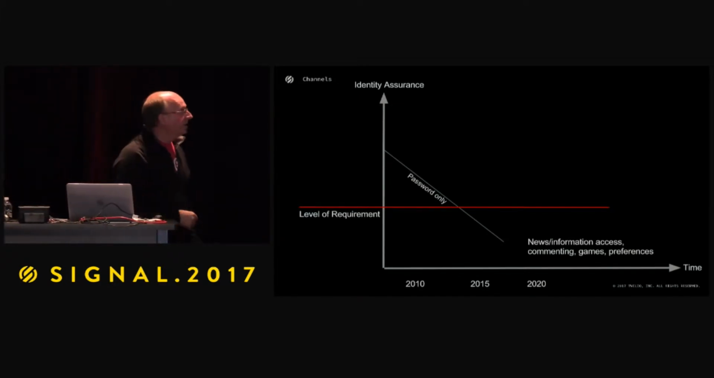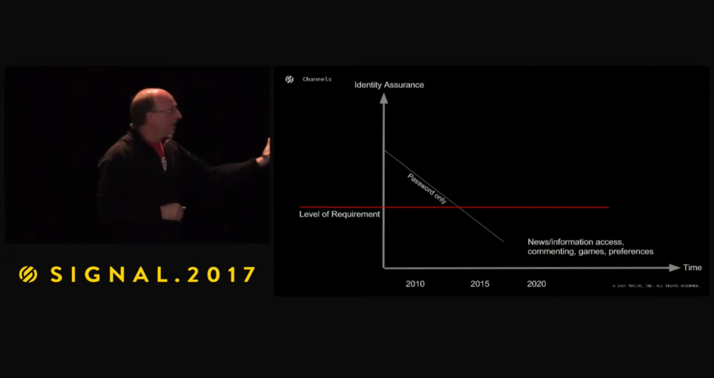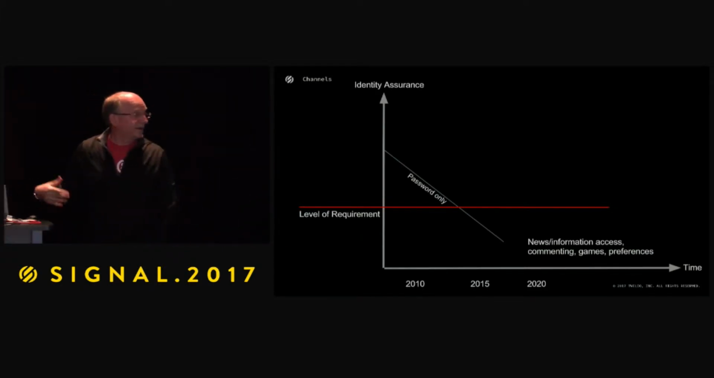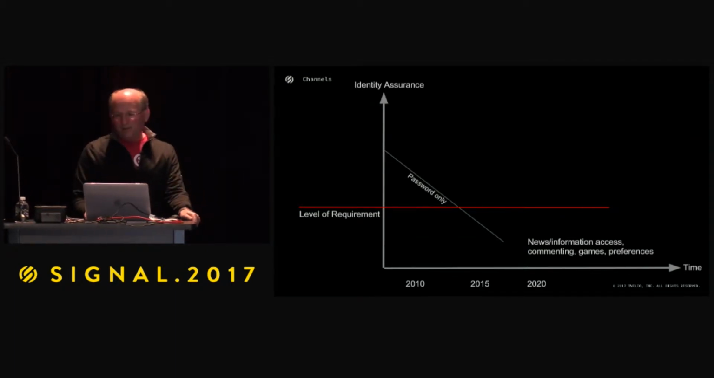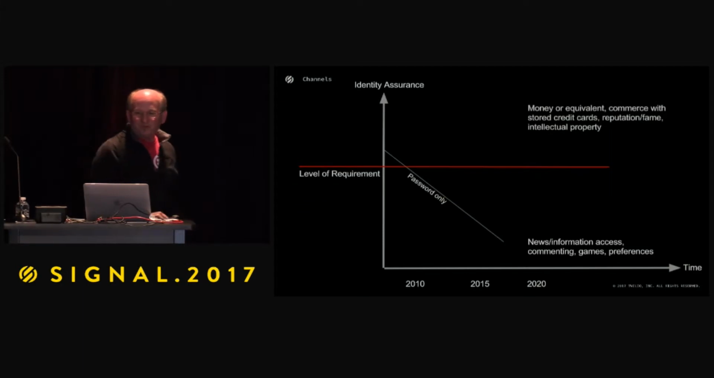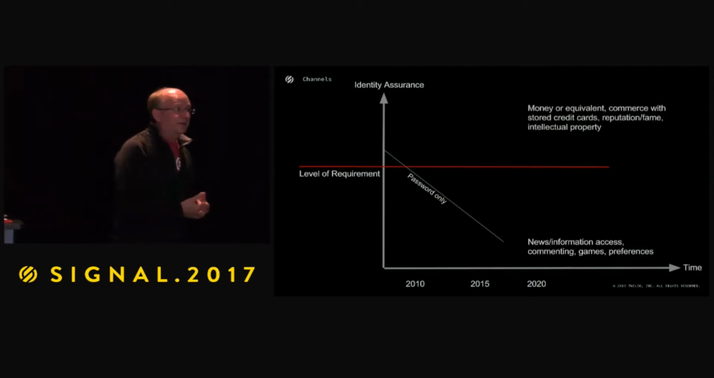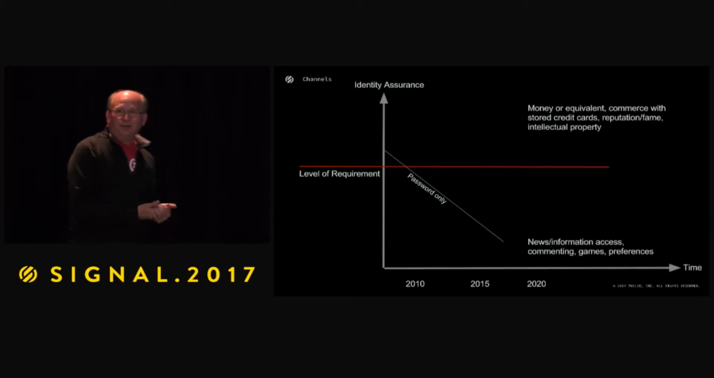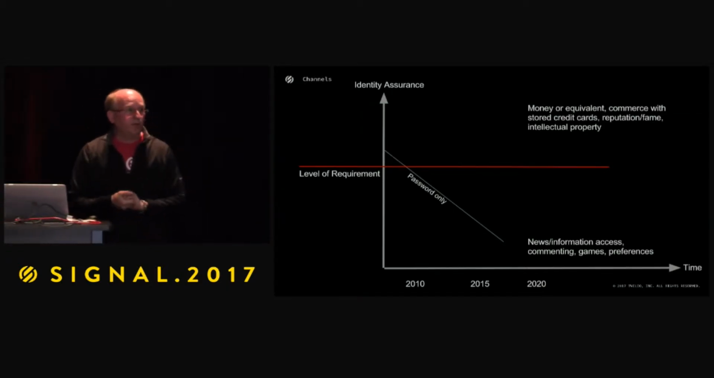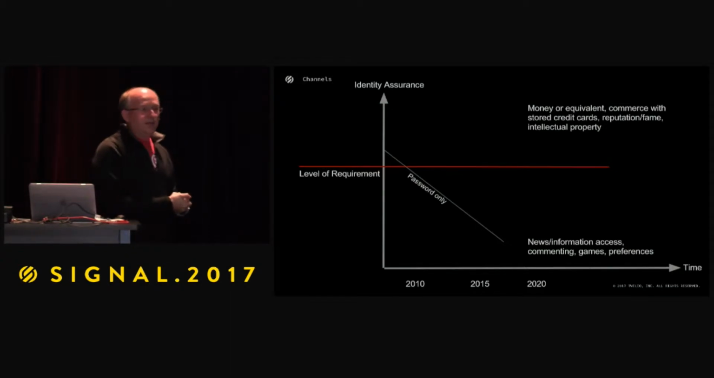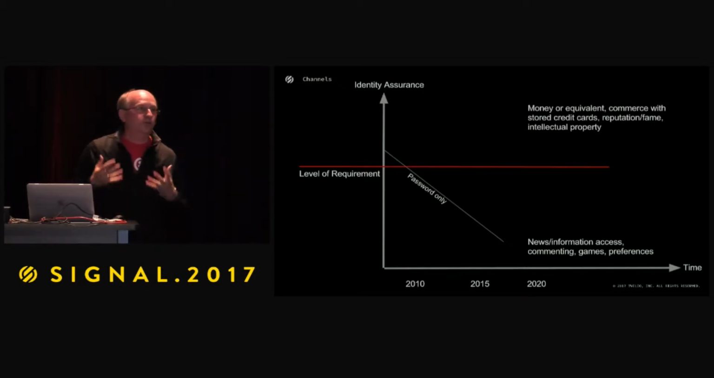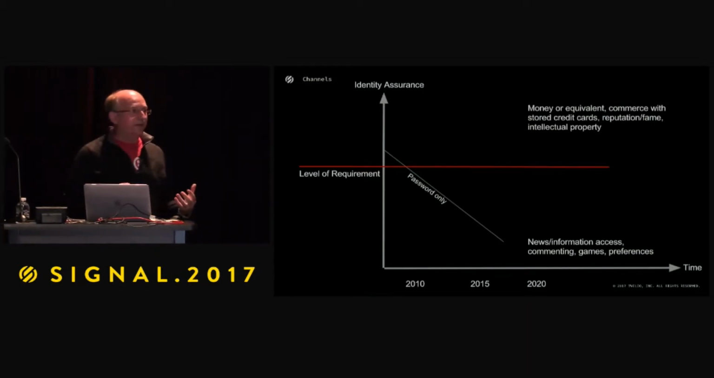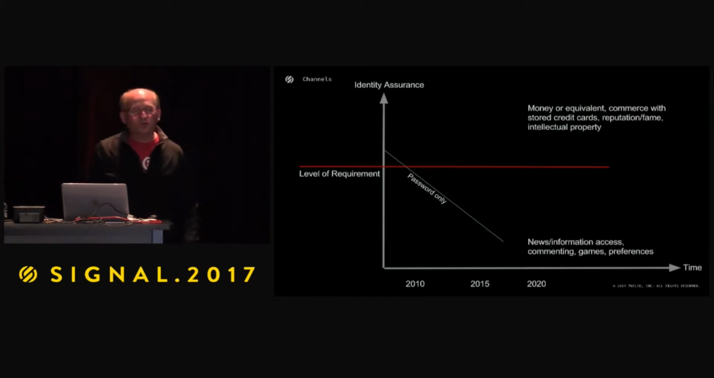The password's still good for a lot of things if they don't protect things of value. So news, information access, commenting, games, preferences, things that have a low value but still should be protected or at least identifying for the user, maybe the password's still good enough. But if you've got money or an equivalent of money like a digital good, if you have a commerce site that is actually storing credit cards, if you have people on your site that have reputations to protect or are famous, they are individual targets. You may need to control access, or if you're protecting intellectual property. These are all things that the hackers are trying to get at.